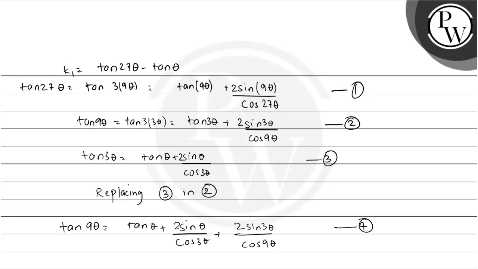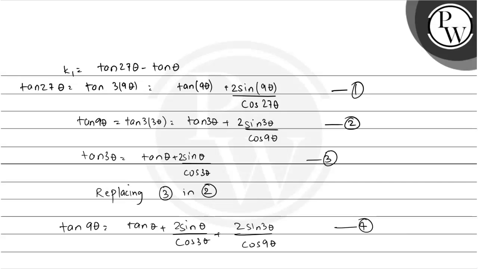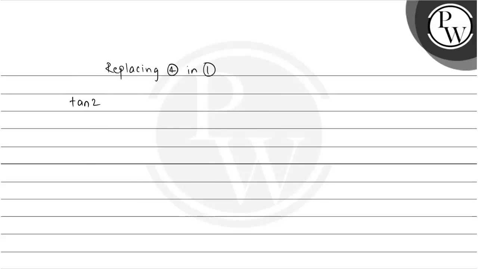Now I'm replacing 4 in 1. So equation 1, which consists of tan 9 theta plus 2 times sin 9 theta upon cos 27 theta, will become tan of 27 theta is equal to tan theta plus twice sin theta upon cos 3 theta plus twice sin 3 theta upon cos 9 theta plus twice sin 9 theta upon cos of 27 theta.